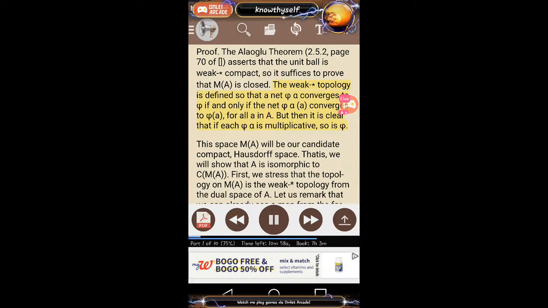The weak-star topology is defined so that a net φ_α converges to φ if and only if the net φ_α(a) converges to φ(a) for all a in A. But then it is clear that if each φ_α is multiplicative, so is φ. This space M(A) will be our candidate compact Hausdorff space. That is, we will show that A is isomorphic to C(M(A)).